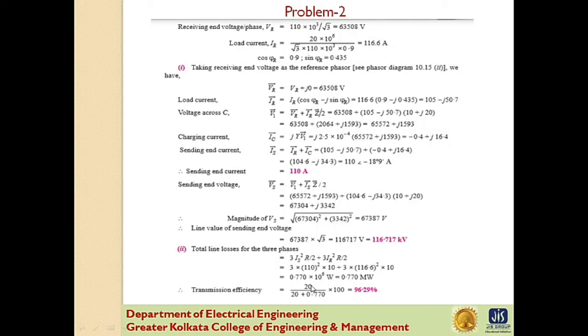Now from the output power delivered divided by input power, that is power delivered plus losses, into 100, we get the percentage transmission efficiency, which is equal to 96.29%.